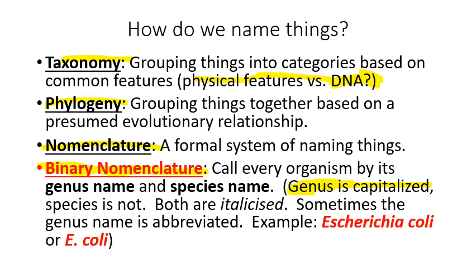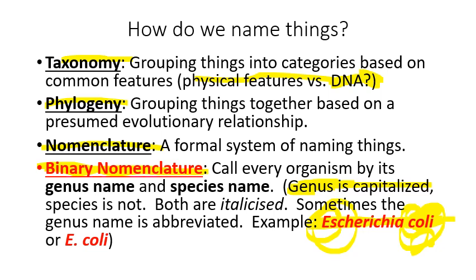Okay, so for example, the binary nomenclature of naming Escherichia coli. Look at what we've done here. Escherichia is the genus, and the genus contains several other bacteria that are similar to E. coli, and coli is the specific species. Right? So we capitalize the E in Escherichia, but we do not capitalize the c in coli.